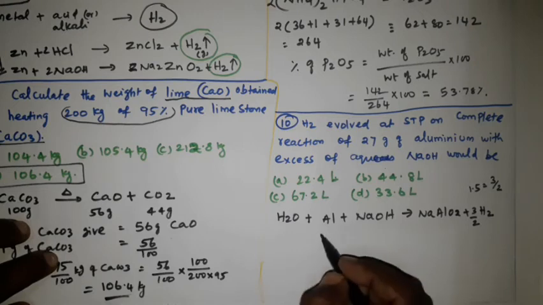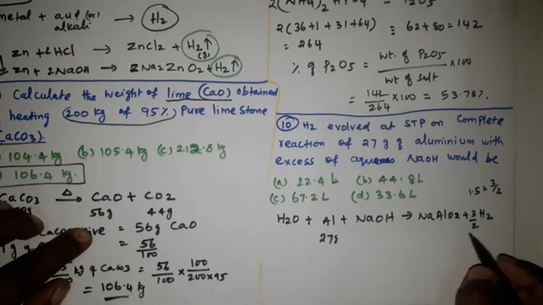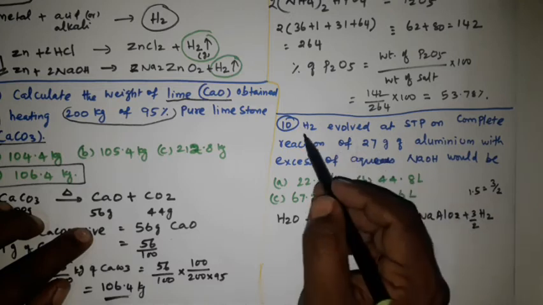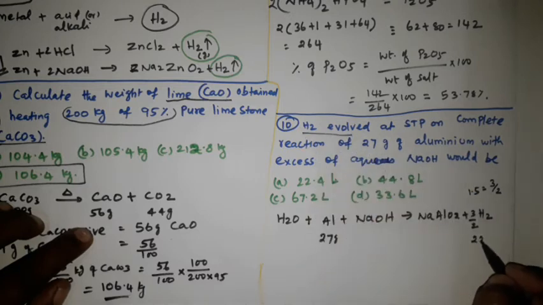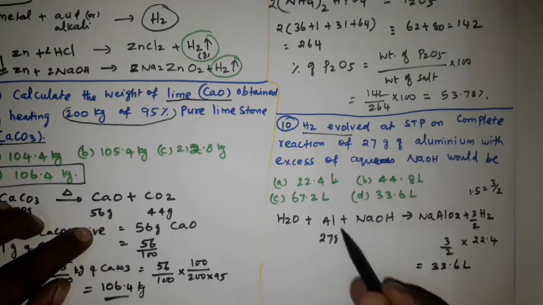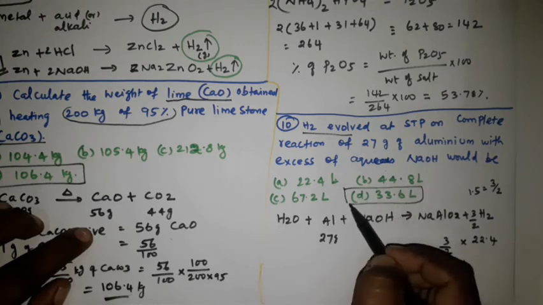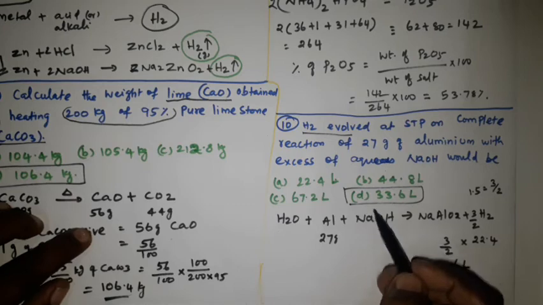So 27 gram of aluminum will produce hydrogen with volume at STP of 22.4 into this 3 by 2 number of moles. Now calculate, you will get 33.6 liter. So 27 gram of aluminum will produce 33.6 liter. So option D is the right answer. Clear?